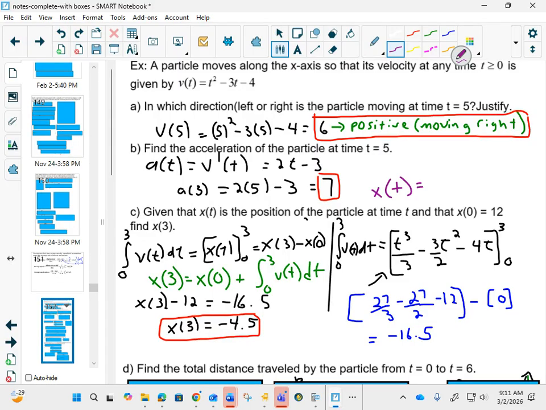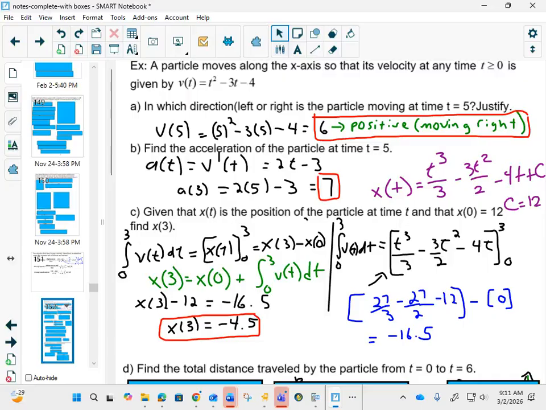would be to integrate, which would give us t cubed over 3 minus 3t squared over 2 minus 4t plus c, and figure out that c is equal to 12, because we have an initial condition that when time is 0, it's 12. Then we would get t cubed over 3 minus 3t squared over 2 minus 4t plus 12, and you could plug in 3 and do all the math with plugging in 3. Of course, if you have a calculator, this is so much quicker and so much easier.